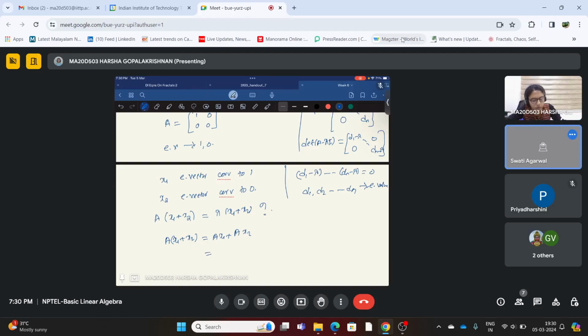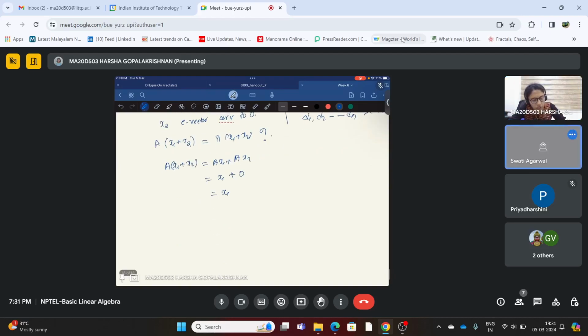Lambda is 1 here, so this is 1 times x1. And A x2 equals 0 times x2, corresponding to 0 means it is 0. So this should be equal to x1.